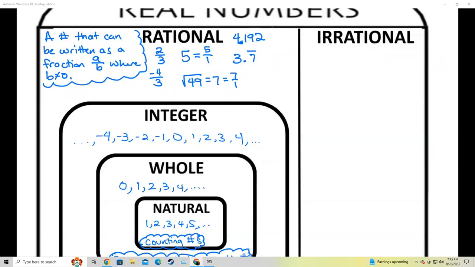3.777777777 with the line on top. If it goes on forever, which this one does, but the decimal repeats itself, there is a trick into changing that into a fraction as well. And if you can change it into a fraction, then it's a rational number. Again, we're not going to go over the trick today. We might go over it down the line, but for right now, you just need to know if it's a decimal that goes on forever, but it repeats, then you can change it into a fraction, which means it's rational.